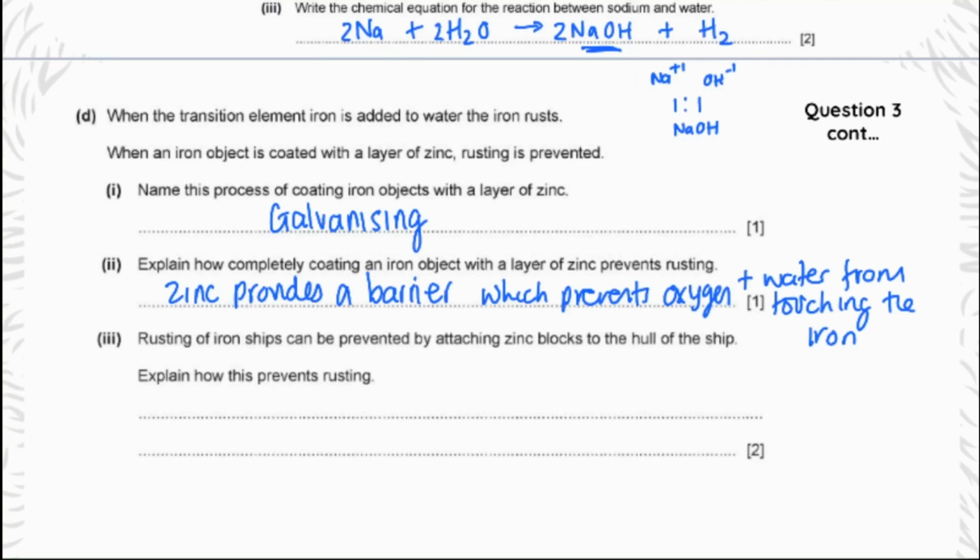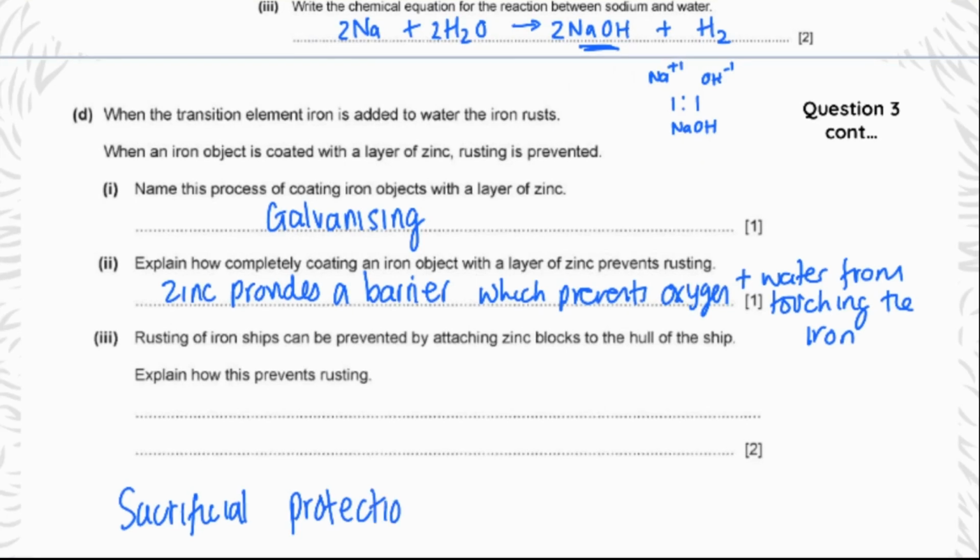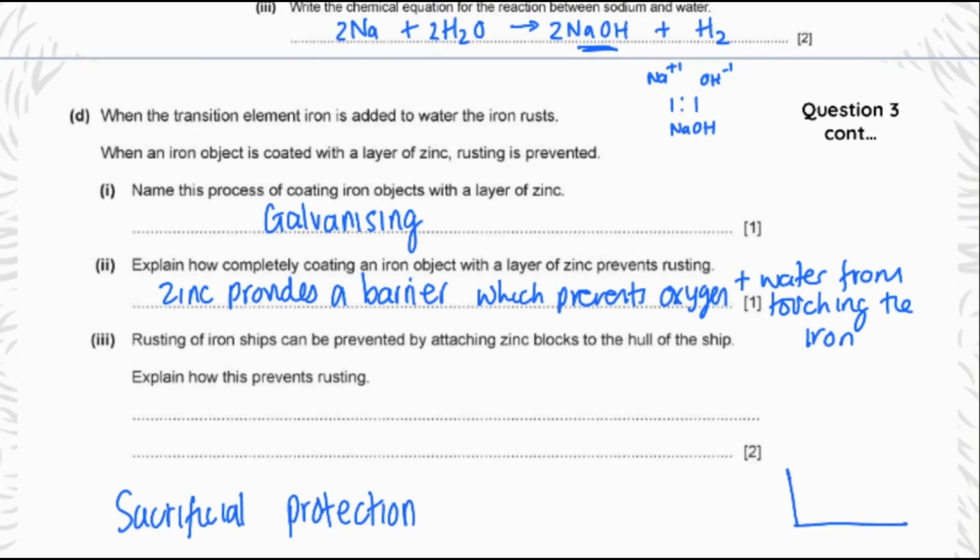Rusting on iron ships can be prevented by attaching zinc blocks to the hull of the ship. Explain how this prevents rusting. Now, this is something called sacrificial protection. And if you've got your boat, this is my wonderful drawing of a boat. There you go. I'll even put a sail on for you. There you go. You're welcome.